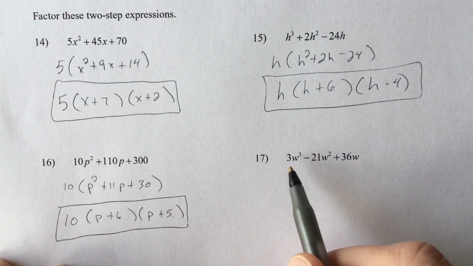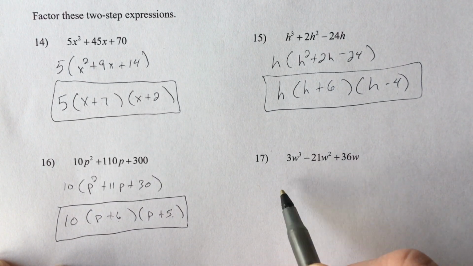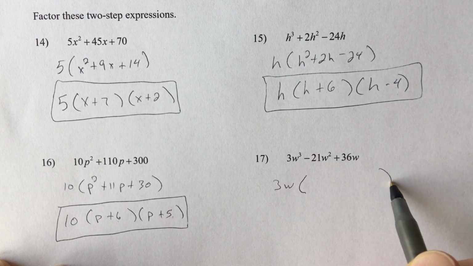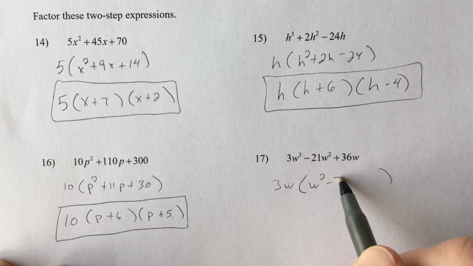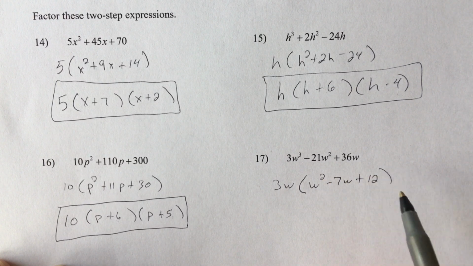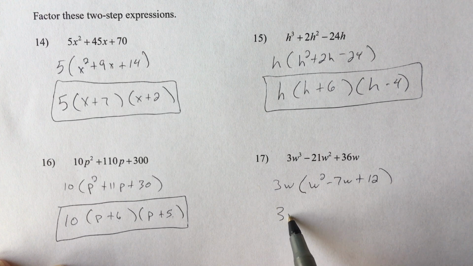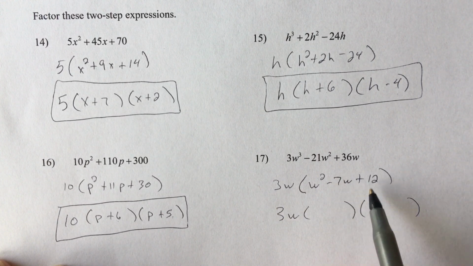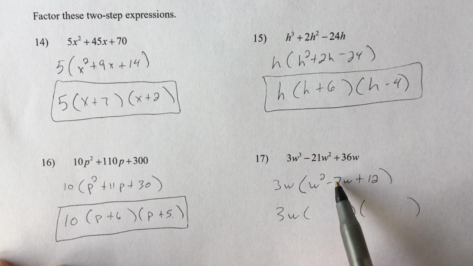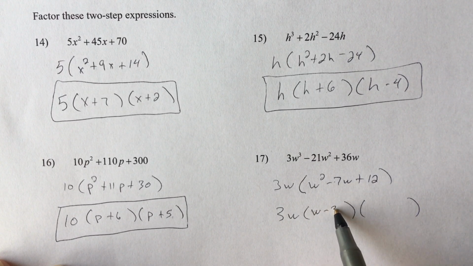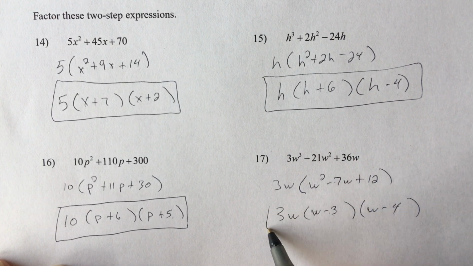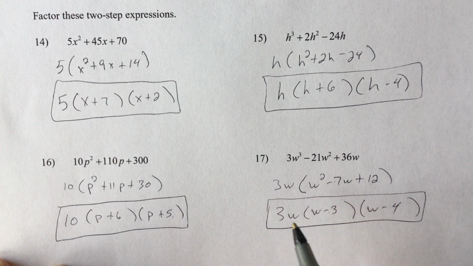Okay. On the last one, we can pull a 3 out. We can divide evenly by 3, and they all have a w, so we're going to pull that w out. That's going to leave us with w squared minus 7w plus 12. Now I'm trying to think of two numbers that multiply to equal 12 and add to equal negative 7. So they both have to be negative in order to add to equal that negative 7. And again, this one shouldn't take you too long. Negative 3 times negative 4 is 12. Negative 3 plus negative 4 is negative 7. And then there's our answer.